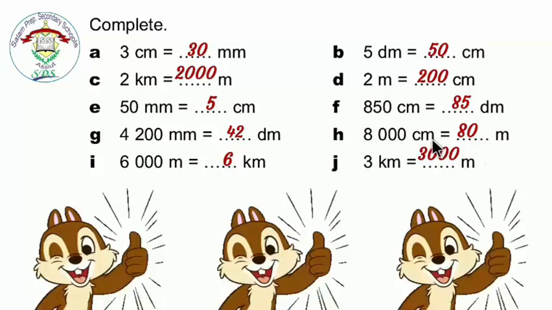Please take care. We will move from the smallest to the greatest, so we will cancel zeros. From centimeter to meter, we will cancel 2 zeros. So 8,000 centimeters equal 80 meters. 3 kilometers equal 3,000 meters.